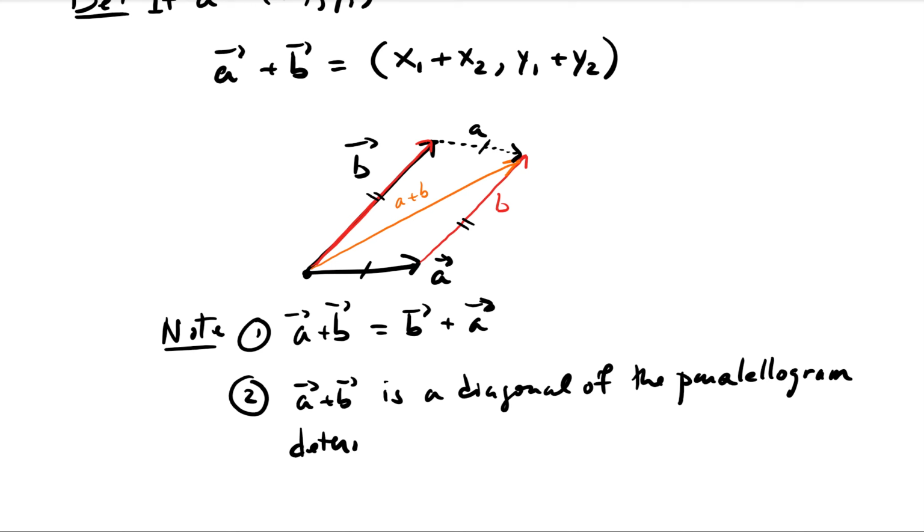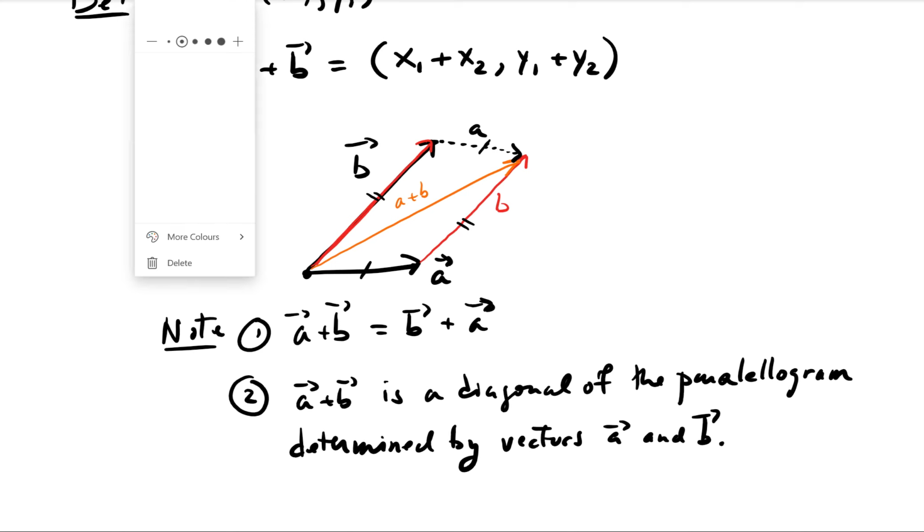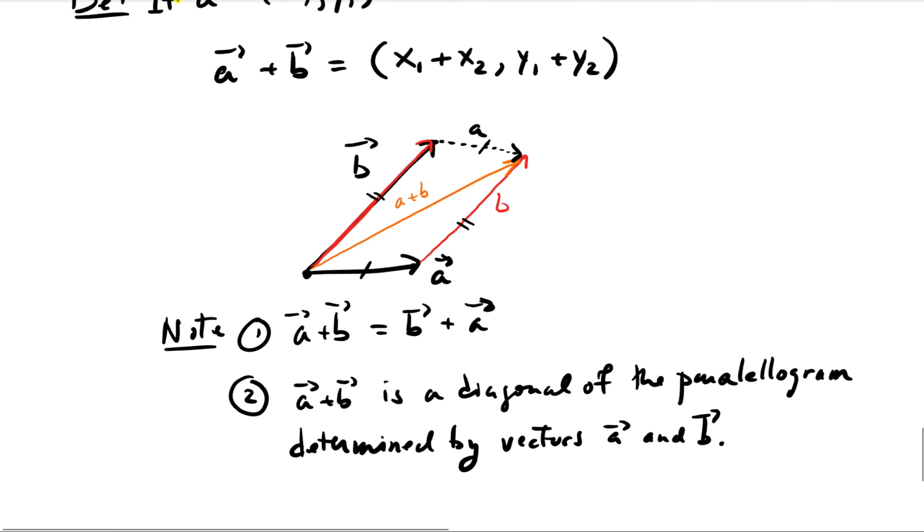Determined by vectors A and B. So I say a diagonal because there's another one. There's also, I didn't draw it, but let me add it right now. There's also this diagonal I haven't talked about. So we're going to talk about it very soon.